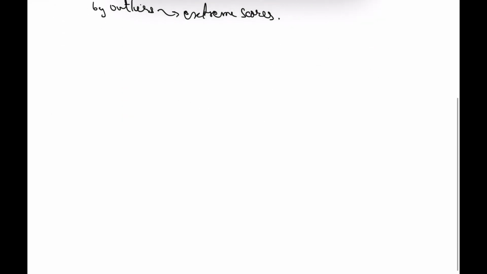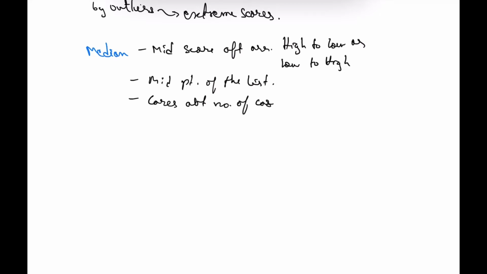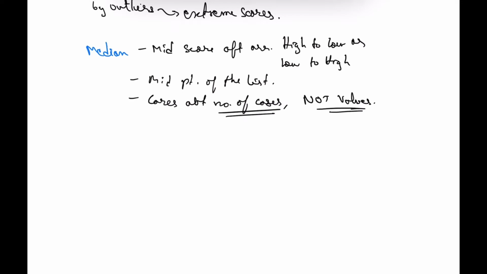Now let's move on to our next topic, median. What is median? Median is the mid score after arranging high to low or low to high. It is the middle point of the list, or the one which cares about the number of cases, not values. This is very important to note: it cares about the number of cases, not the values. So it is insensitive to extreme scores and thus not affected by outliers.